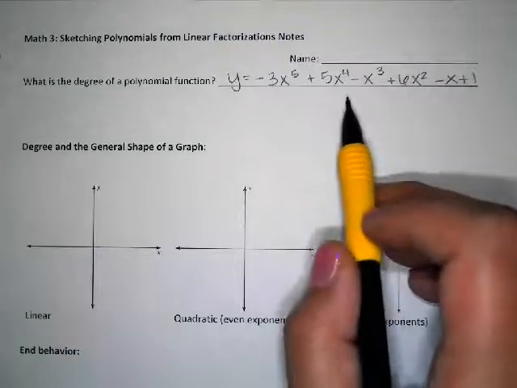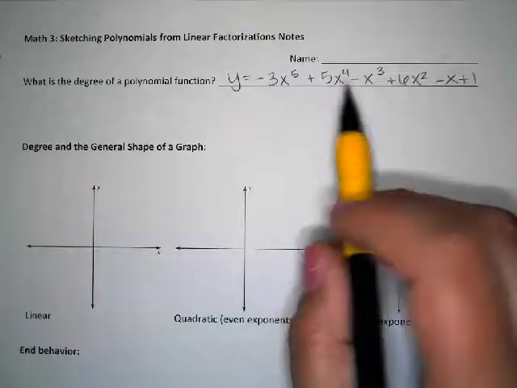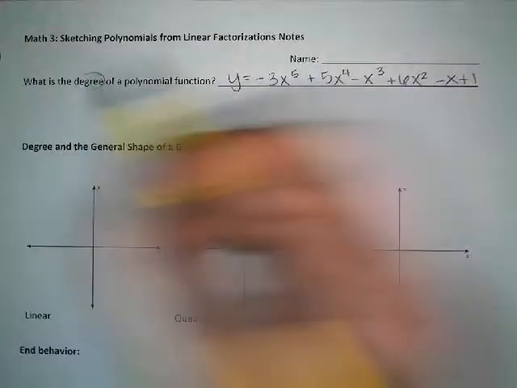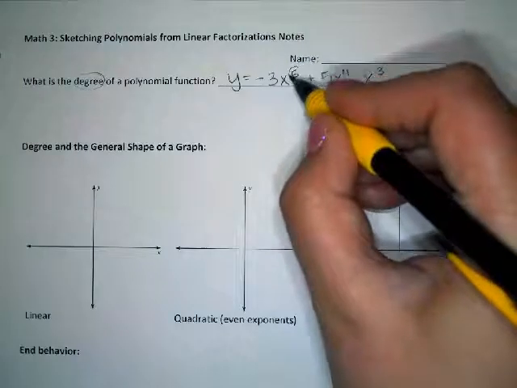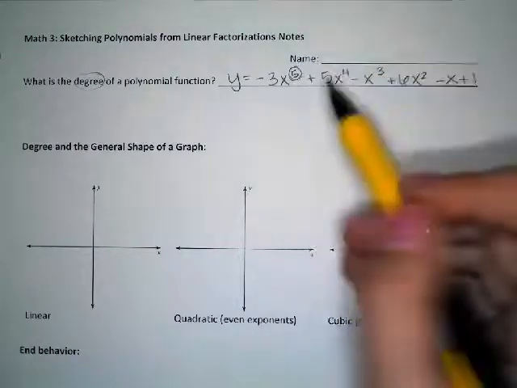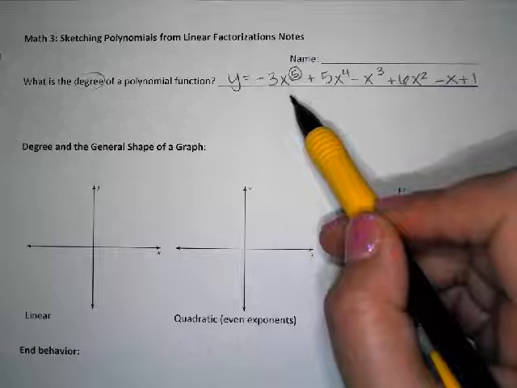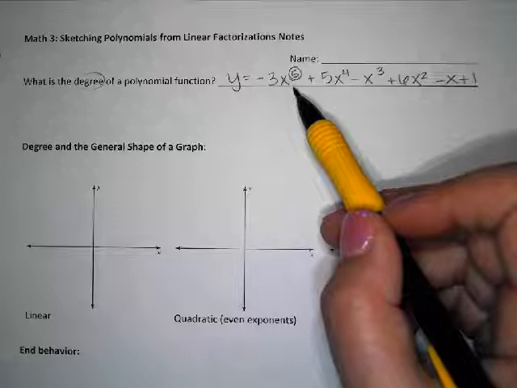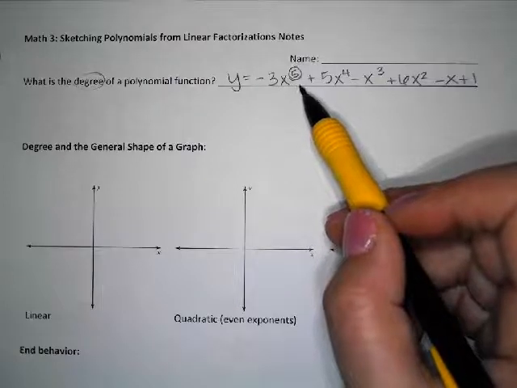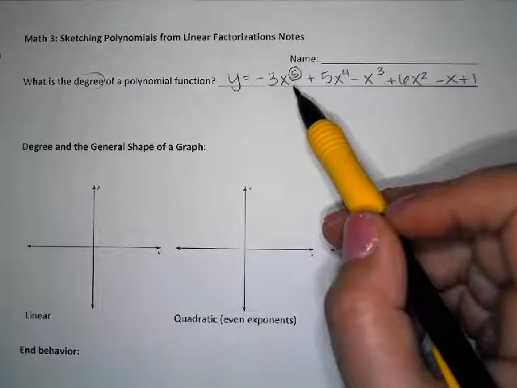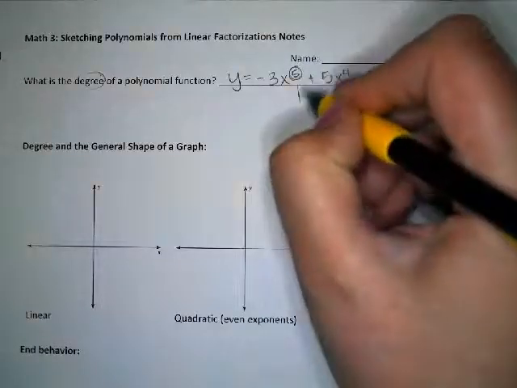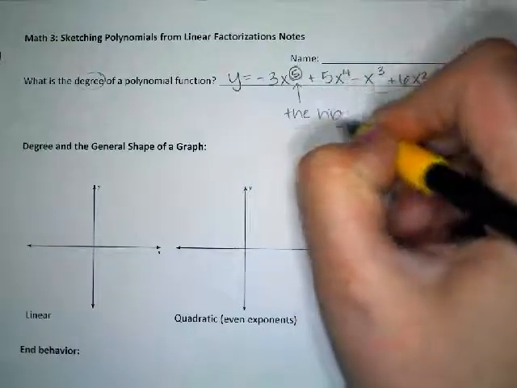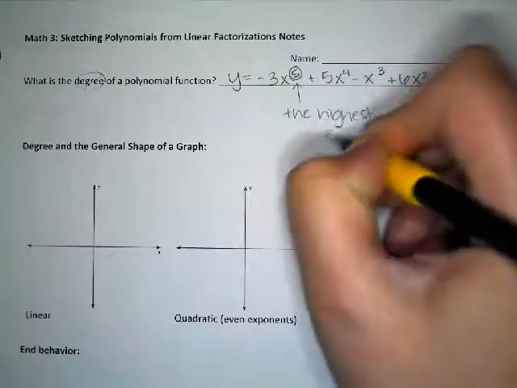We looked at some of these when we were doing characteristics of polynomial functions, but to find the degree of a polynomial function, all you have to do is look at the highest exponent. It is often the very first exponent, but not always. Oftentimes they are written in descending order, meaning the biggest exponent would be first, but they are not always written in descending order. So the degree of a polynomial function is the highest exponent.